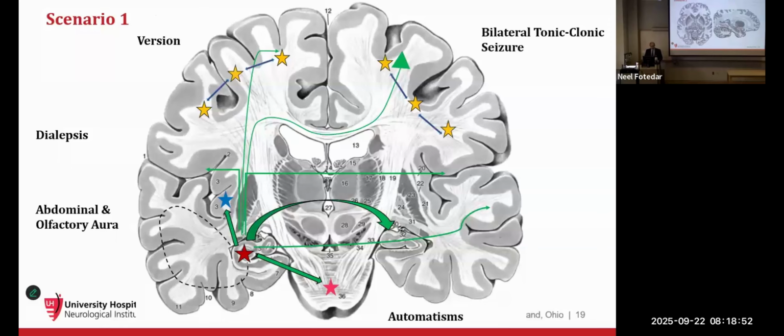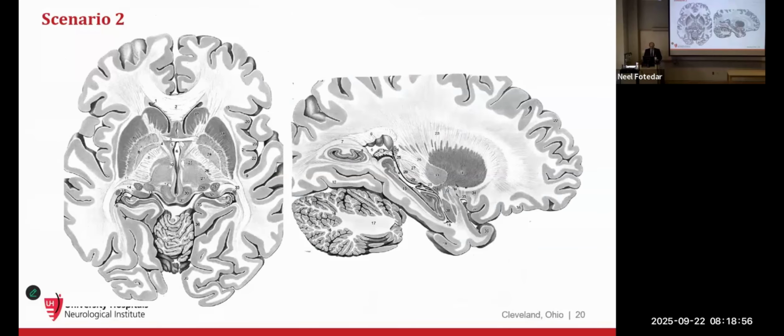In scenario two, the aura is very different. He has a visual aura in the left hemifield. So that must start in the right pericalcarine cortex. That means the seizure is probably starting very close to that, which happens.